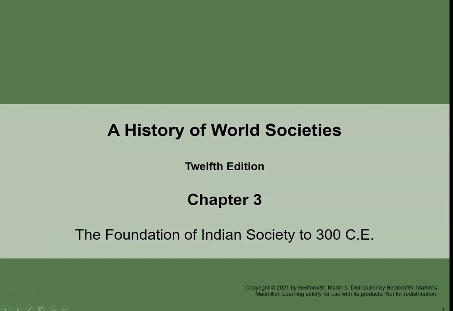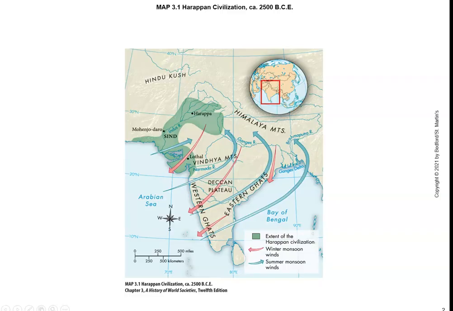So I want to start by showing you a map of India, and this is the general area that we're talking about. You can see there in green, one of the first civilizations that we talk about is the Harappan civilization. But also just take a quick look here at the arrows that are drawn on this map showing you the summer monsoon winds and then the winter winds.